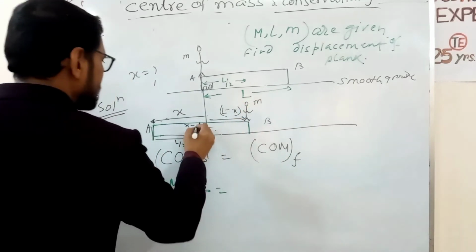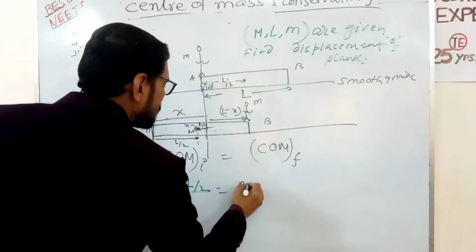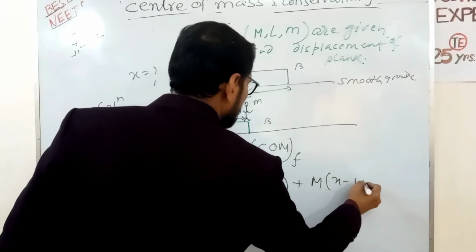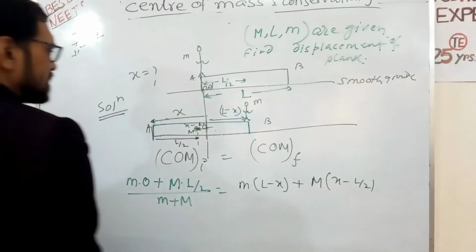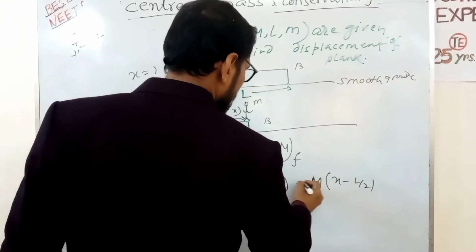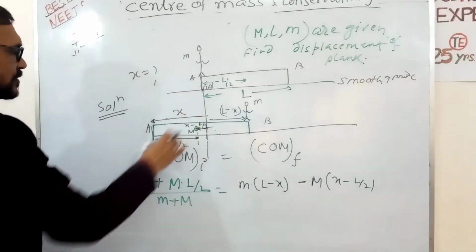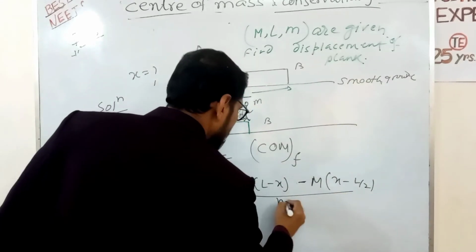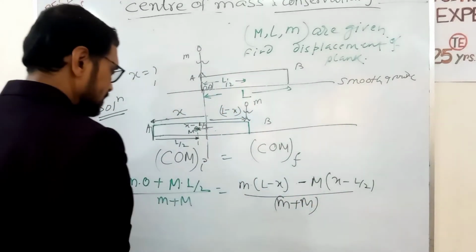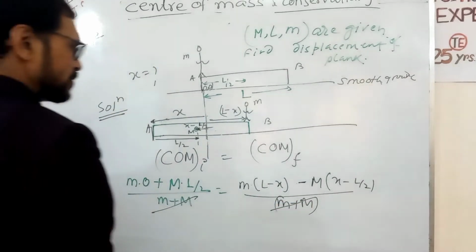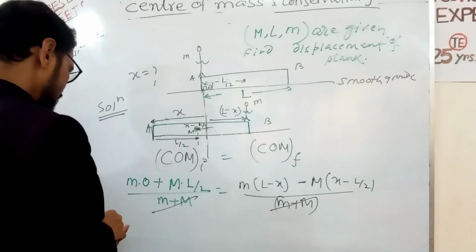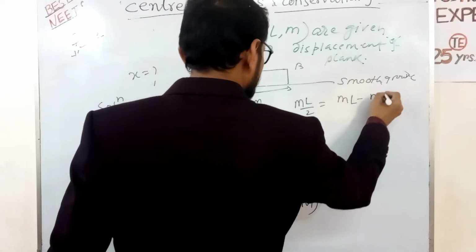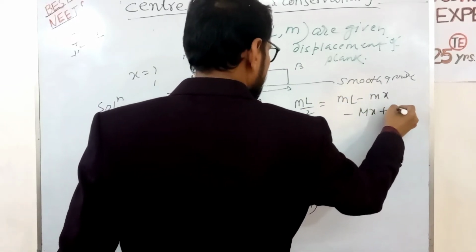Now we can write the center of mass of the final position. This is mass M and this is mass M. So M into L minus X plus M into X minus L by 2. This is on the left side, so we assign a minus sign, because we take the position from this line, divided by total mass M plus M. Now cancel from both sides. From this we get X. So what is the value of X? M into L by 2 equals ML minus MX minus MX plus M.